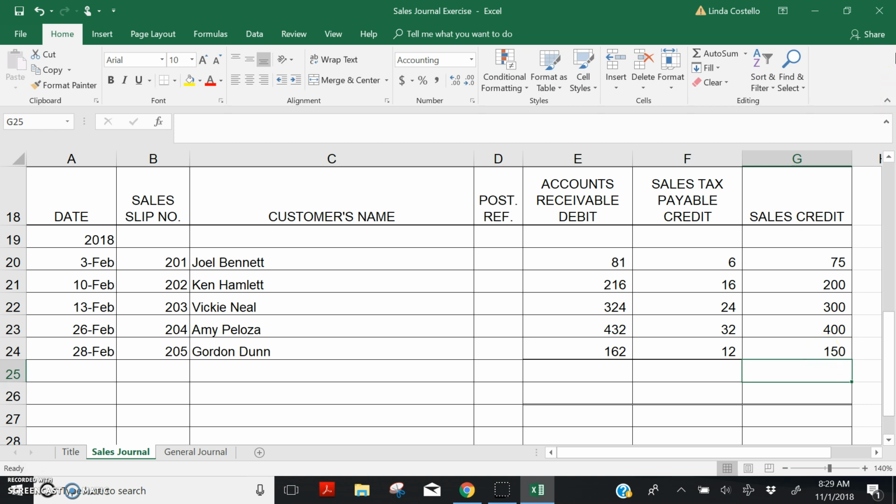Once all the sales are recorded for the month, then we need to total up our accounts receivable debit column, our sales tax payable credit column, and the sales column. The date is the last day of the month. Put the word totals in the customer name column, and then total up your three columns. With Excel, this is going to be very easy. For those of you that are doing this by hand, go ahead and total up your columns and see if your totals agree with mine.